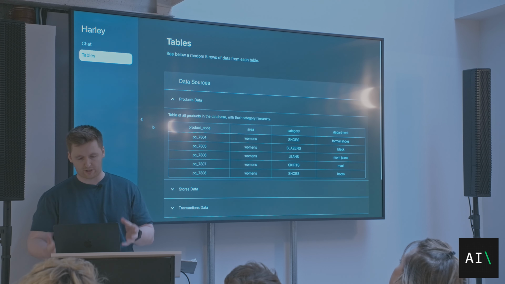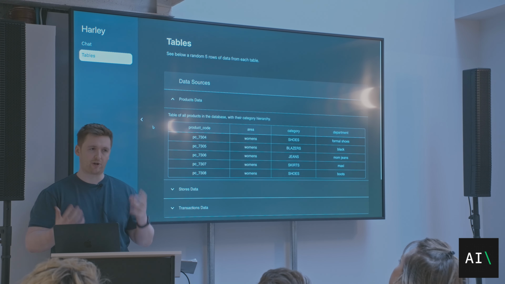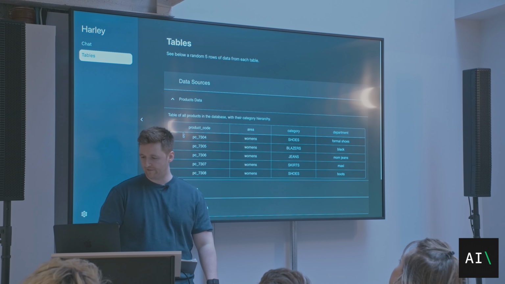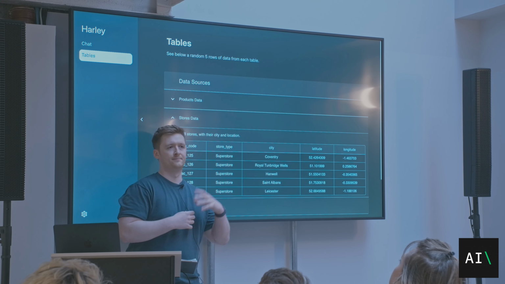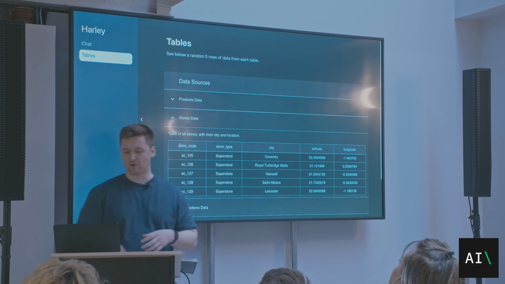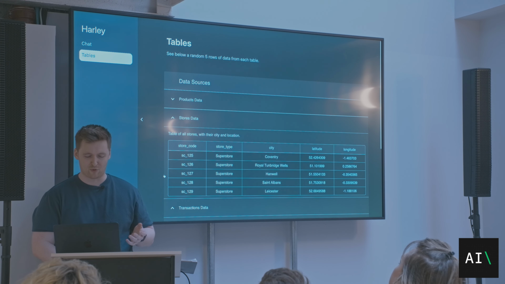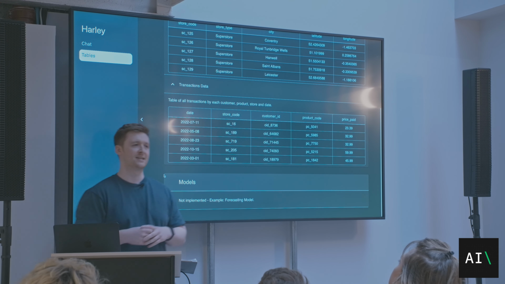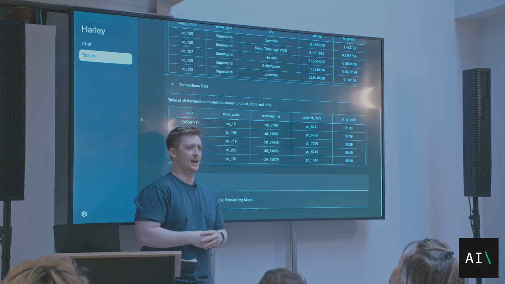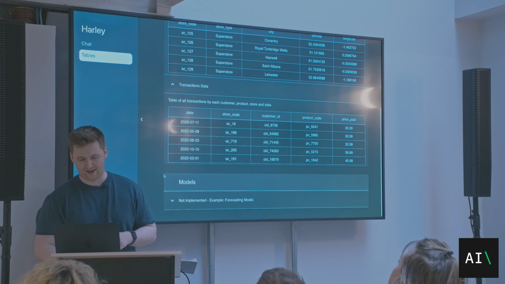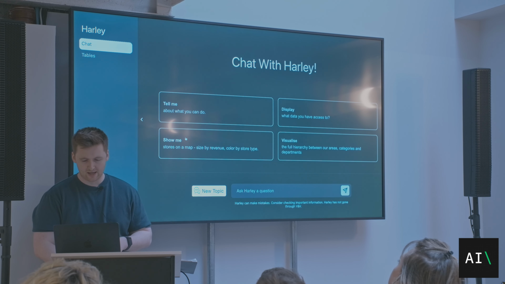So it's basically products data, so you've got your product code, your area, all of that kind of stuff. You've got your stores data, so store code, location, a few attributes of those stores. And then this is the big table that is the transactions. So this is every purchase of a product by a customer, by a store. But it's all synthetic data.